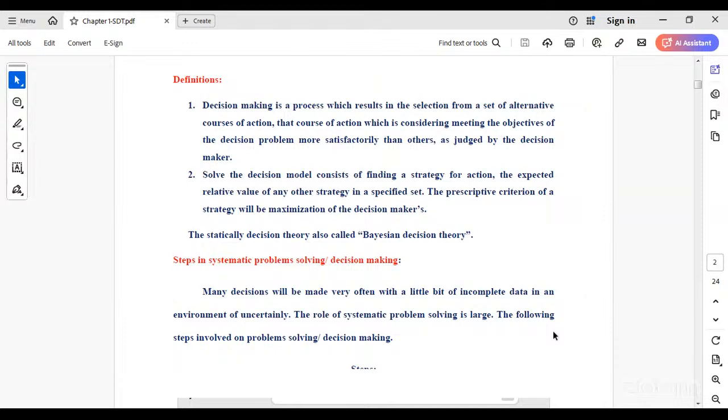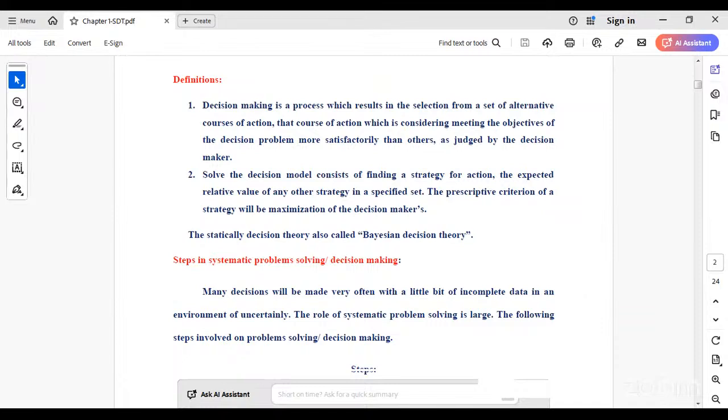So here you observe, once in the first definition, decision making is a process which results in the selection from a set of alternative courses of action, that which is considered as meeting the objectives of the decision problem more satisfactorily than others, as judged by the decision maker. So alternative development is one of the important courses of action. Okay, so the next one, solving the decision model consists of finding a strategy for action.